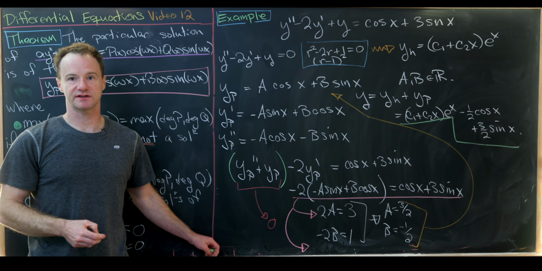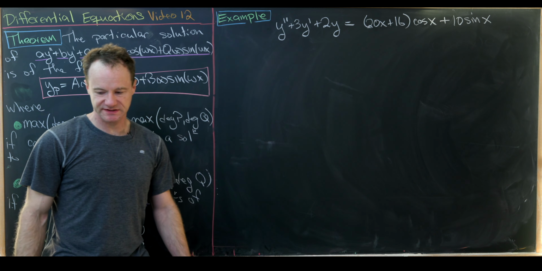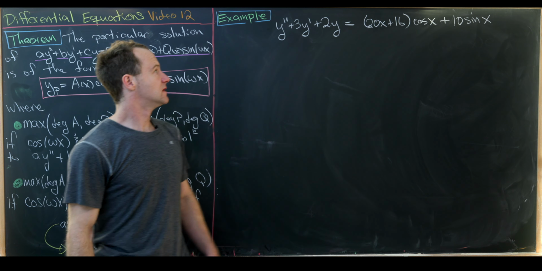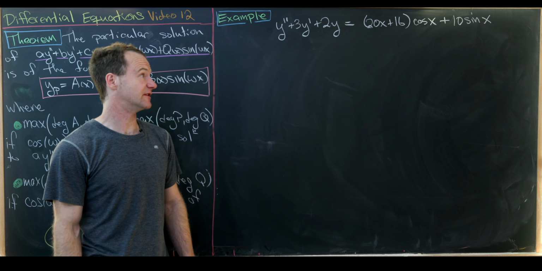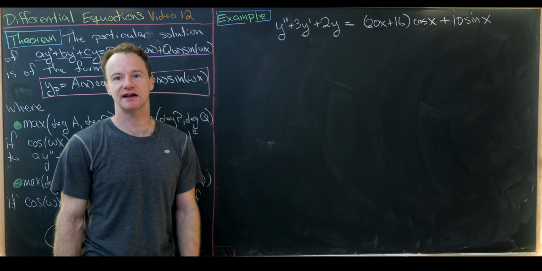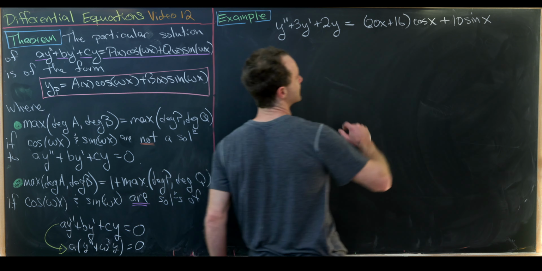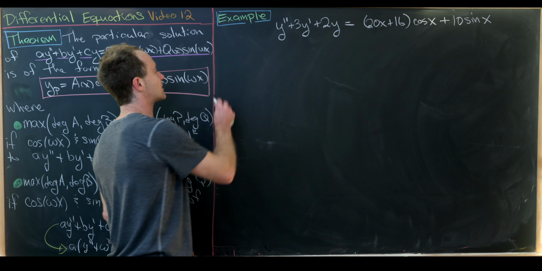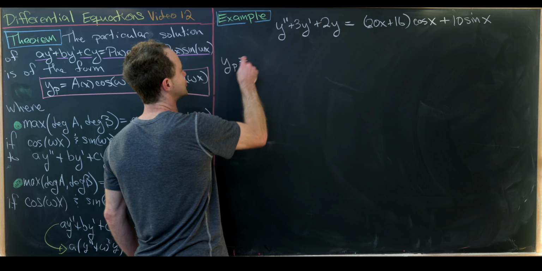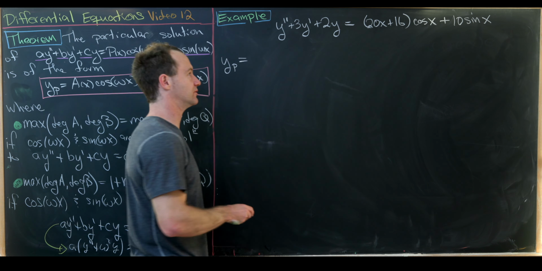Okay, let's do another example. Our next example will be y double prime plus 3y prime plus 2y equals 20x plus 16 times cosine of x plus 10 times sine of x. So let's notice here we have a degree 1 polynomial, and here we have a constant which is a degree 0 polynomial. So that means for our guess, in order to ensure that it's as general as possible, we should have 2 degree 1 polynomials.